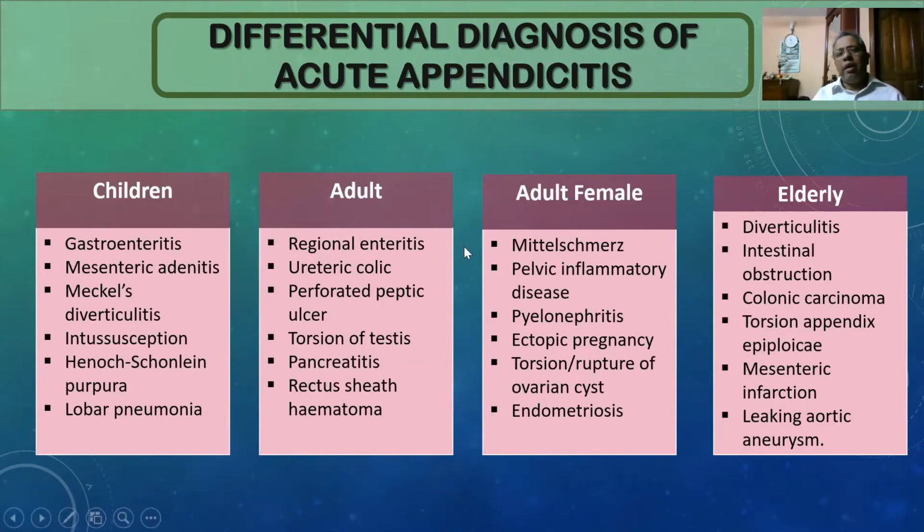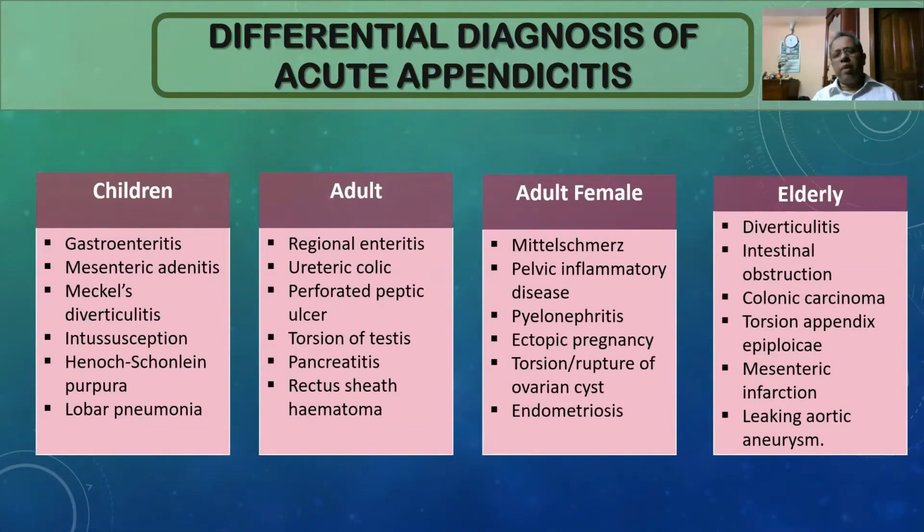In adult females, Mittelschmerz is a syndrome, along with pelvic inflammatory disease, pyelonephritis, ectopic pregnancy, torsion or rupture of an ovarian cyst, and endometriosis. So these are all related to females. That means ovulatory rupture, or corpus luteum hemorrhagic cyst: there is bleeding, so there is pain. Pelvic inflammatory disease causes pain, and so does pyelonephritis. In ectopic pregnancy, the fallopian tube becomes distended, so initially the pain is there, and on rupture, blood comes into the peritoneal cavity and generalized peritonitis occurs.